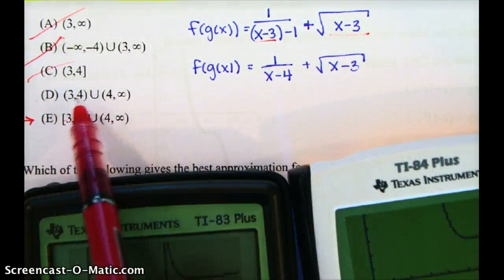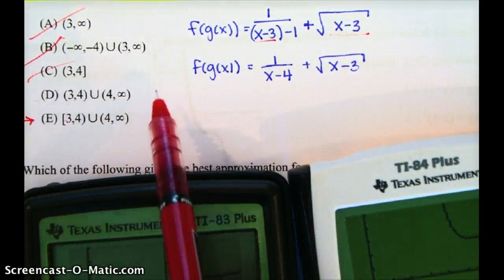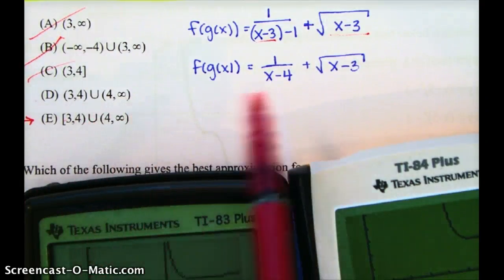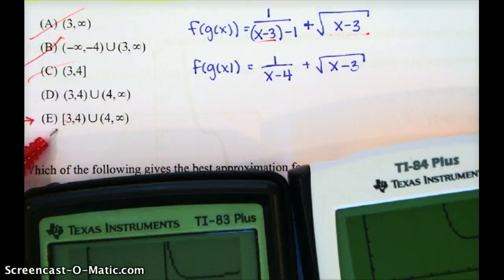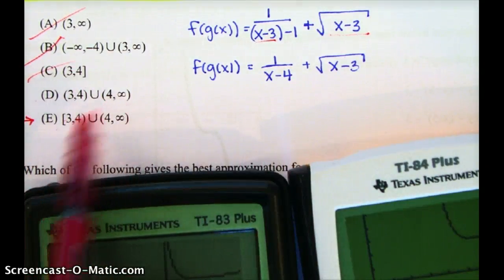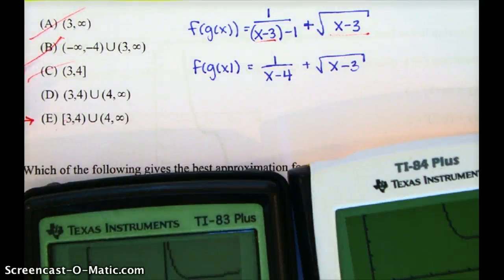D is saying you exclude 4 but continue on forever, and so is E. Now, we've already seen that E is the correct answer because of the difference in how it treats 3, but we now also understand why it has 2 pieces instead of being A or C, making E the correct answer choice.